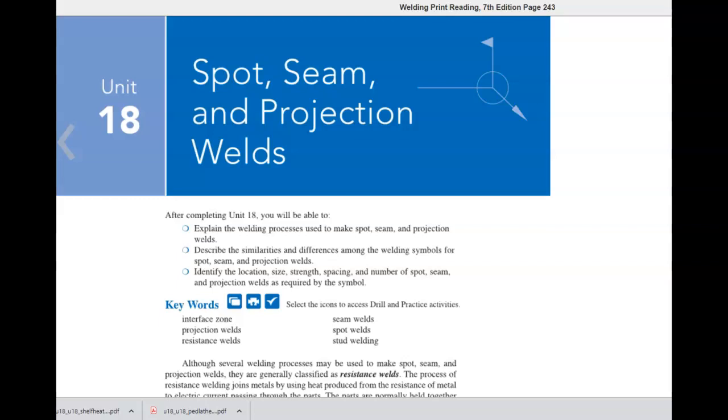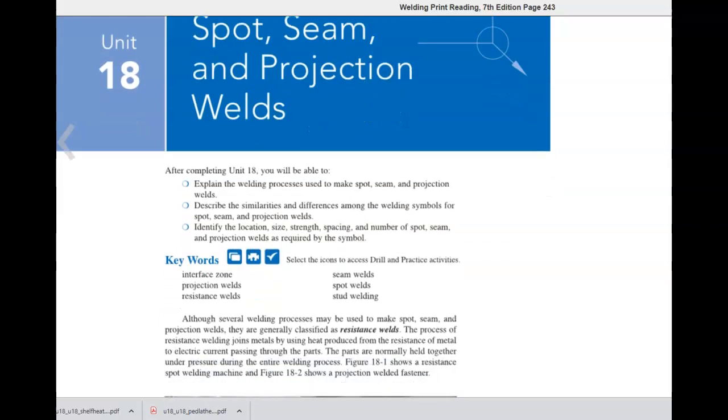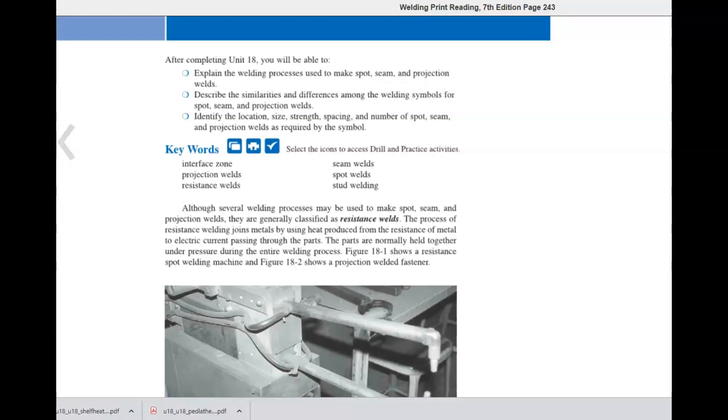Unit 18, spot, seam, and projection welds. Although several welding processes may be used to make spot, seam, and projection welds, they are generally classified as resistance welds. The process of resistance welding joins metals by using heat produced from the resistance of metal to electric current passing through the parts. The parts are normally held together under pressure during the entire welding process.